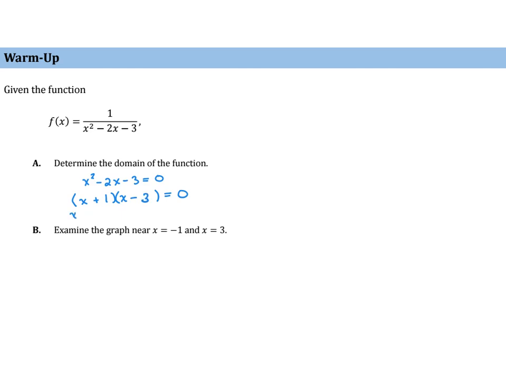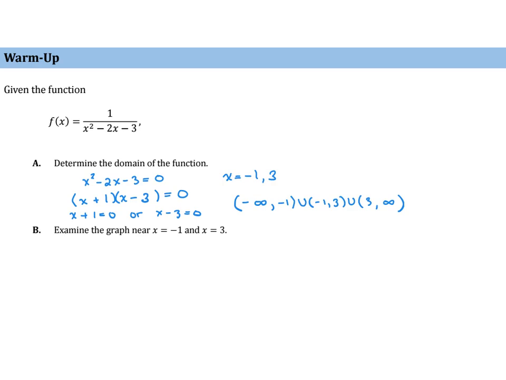And so this would mean x plus 1 equals 0, or x minus 3 equals 0, which means that we have x equals negative 1 or positive 3 that need to be excluded from the domain because they will make the denominator 0. So our domain will be negative infinity to negative 1 union negative 1 to 3 union 3 to infinity.